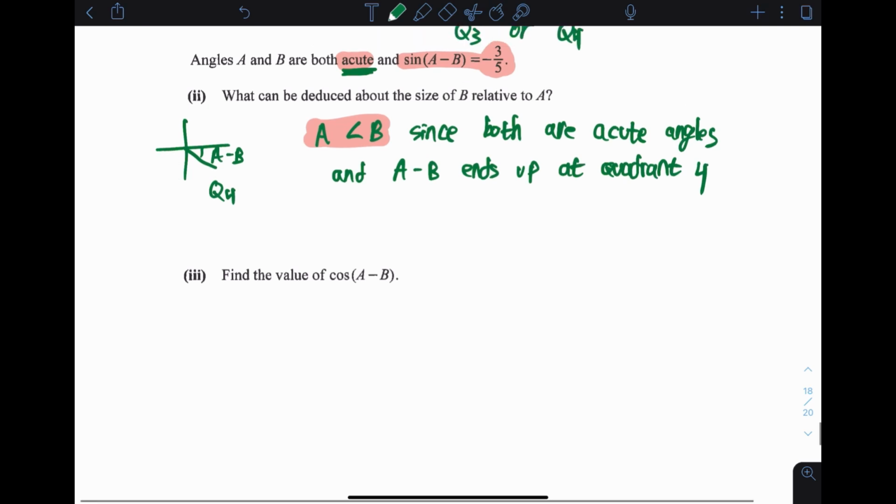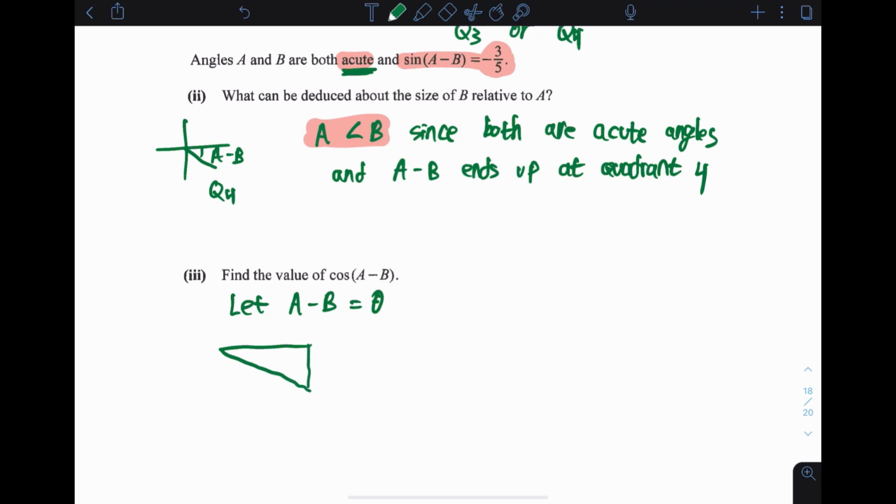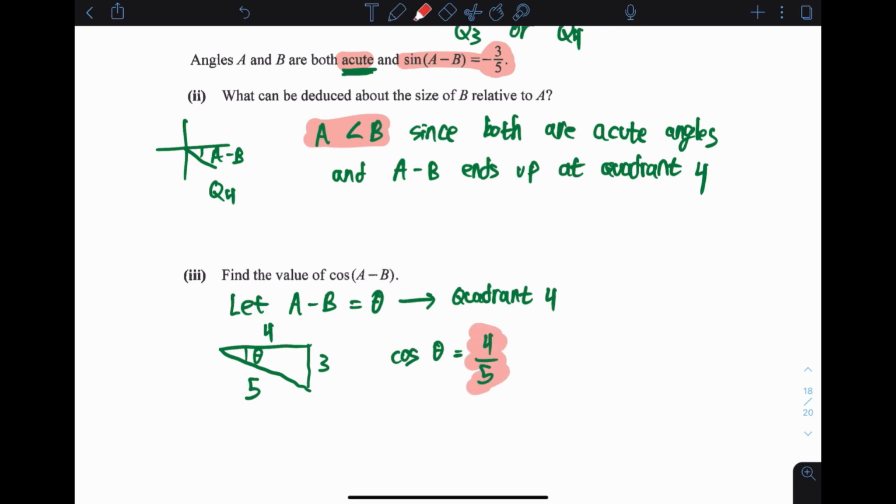Well, we have sine of A minus B equals negative 3/5. Let's just say, for simplicity, that A minus B is theta. If I draw a right-angled triangle here, let's call this angle theta. Sine theta is opposite over hypotenuse, so the opposite is 3 and the hypotenuse is 5. Using Pythagoras' theorem, you'll get the adjacent as 4. Cosine theta is adjacent over hypotenuse. Remember that theta is in quadrant 4, where cosine is positive. So cosine theta is 4/5. You don't need to put a negative at all. That's the answer, 4/5.